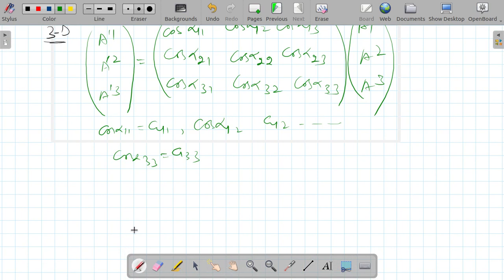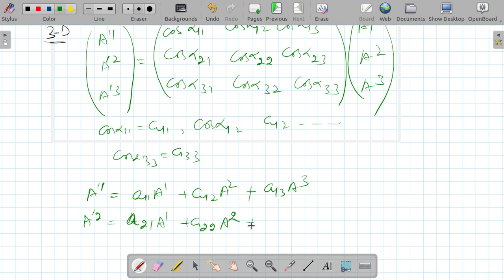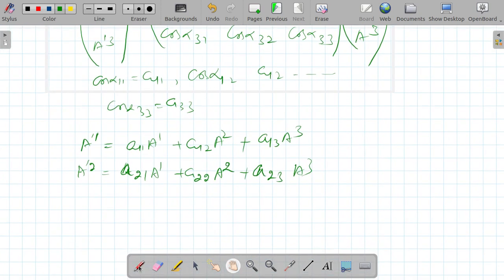So using this notation, this will become A prime 1. This vector component can be written as a11 A1, a12 A2, and a13 A3. Means we substituted these values here and simplified this, or written this matrix in the vector form. And A2 prime might be written as a21 A1, a22 A2, and a23 A3. And the next equation can be written as a31 A1, a32 A2, and a33 A3. This is the way that things can be written.